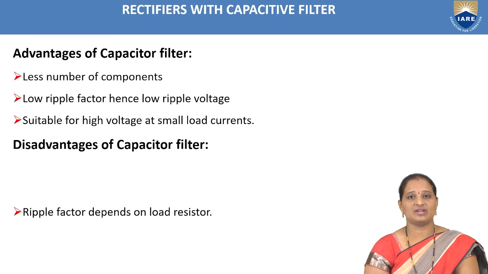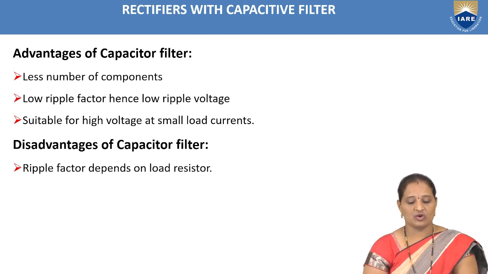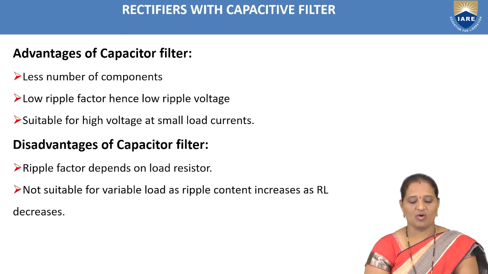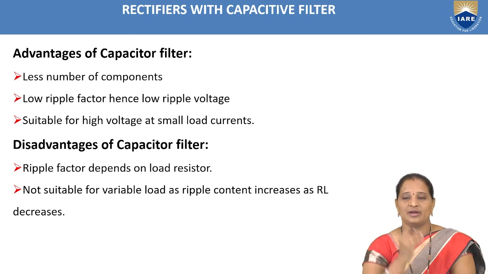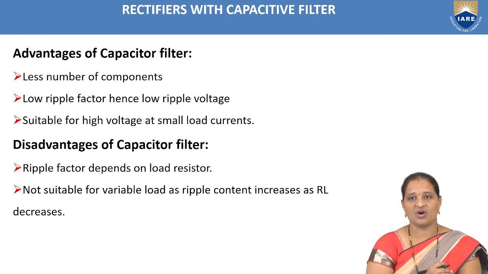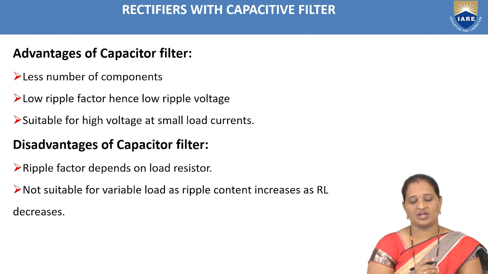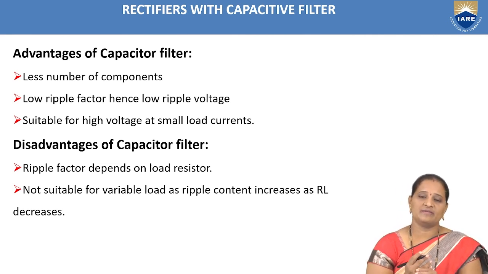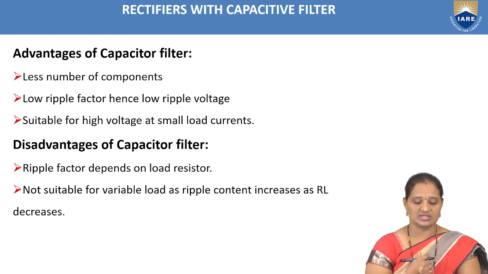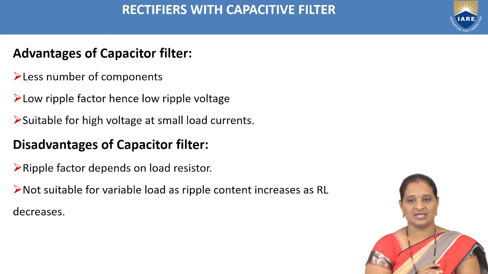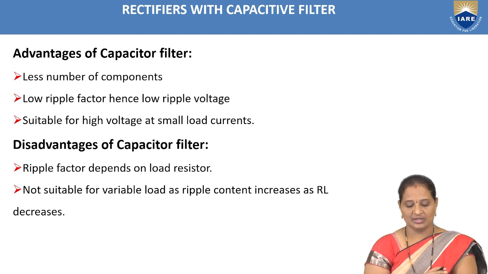And coming to the disadvantages, ripple factor depends on the load resistor. As the load resistor changes, the ripple factor changes. That is a major drawback, and it is not suitable for variable load, as ripple content increases as load RL decreases. As we have seen from the formulas, ripple factor is a function of load resistor. If we have a variable load resistor, the ripple factor will keep changing. If the load resistor decreases, the ripple factor will increase.